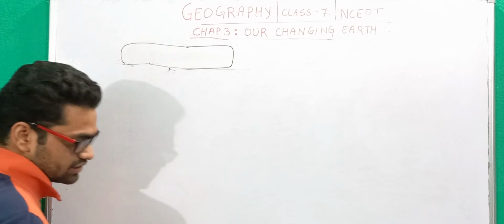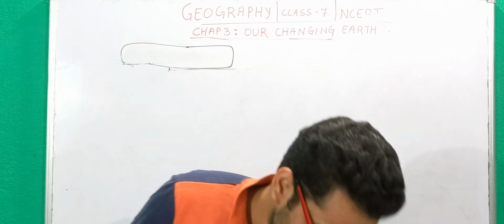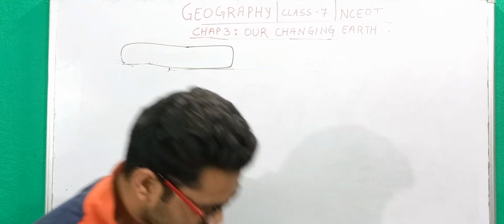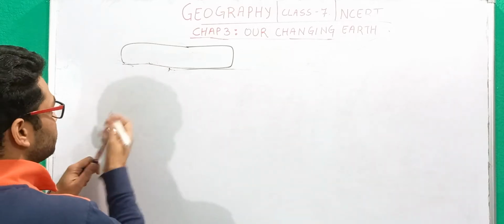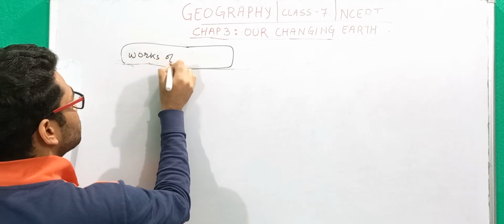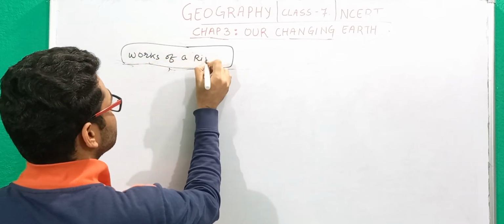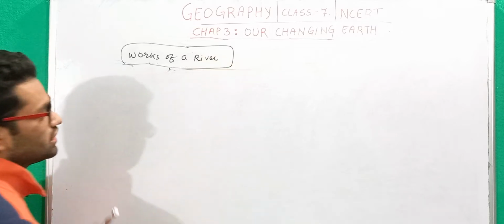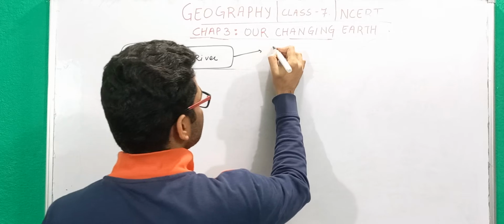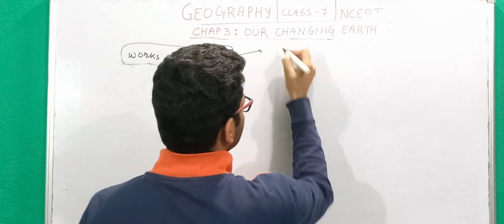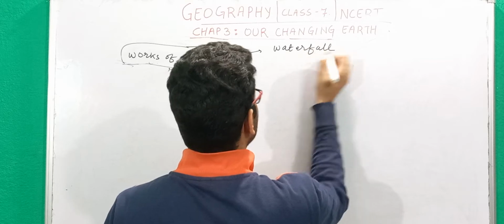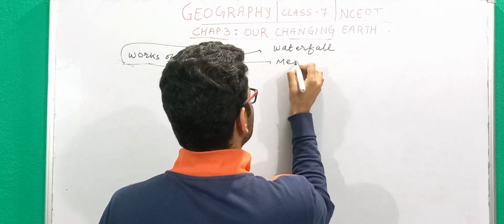So let's get started with the first topic, which is the work of a river. Let's start with what types of land features are formed because of the work of a river. So first we have to understand the waterfall. We have to understand what a waterfall is. Then we have to understand meanders.